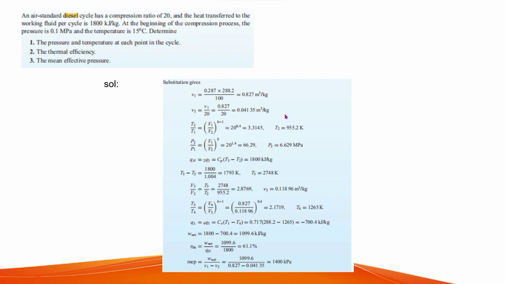Now we are on chapter 6 of thermodynamics, which is the gas and power cycle. So we have a sample problem here. An air standard diesel cycle has a compression ratio of 20 and the heat transferred to the working fluid per cycle is 1800 kilojoules per kilogram. At the beginning of the compression process, the pressure is 0.1 megapascal and the temperature is 15 degrees Celsius. Determine the pressure and the temperature at this point of the cycle. Number 2, the thermal efficiency. And number 3, the mean effective pressure.